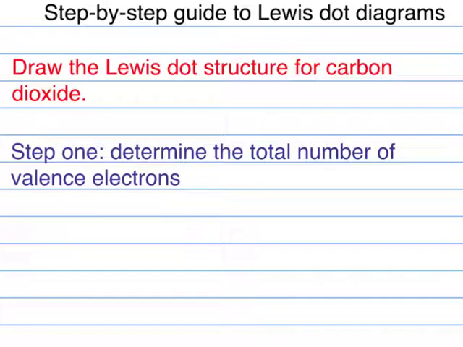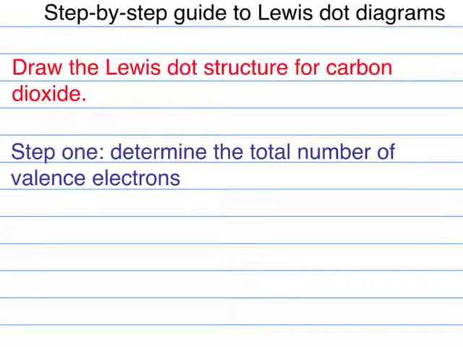Today we're going to go through a step-by-step guide to drawing Lewis dot diagrams. This step-by-step guide will allow you to draw all Lewis dot diagrams except for those that break the octet rule. The question today is we're going to draw the Lewis dot structure for carbon dioxide.